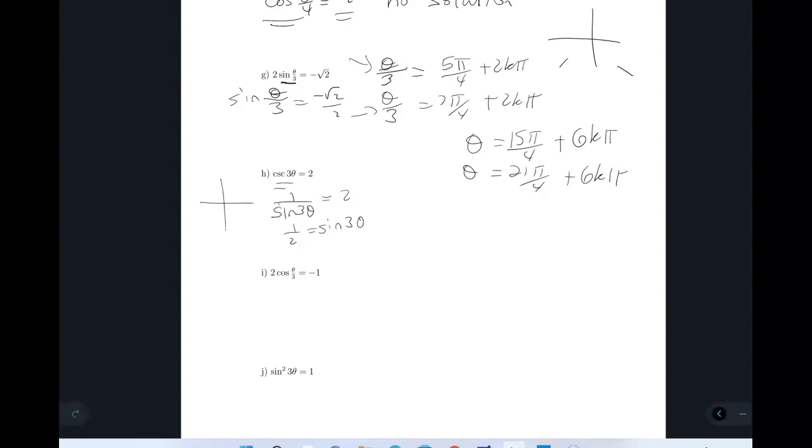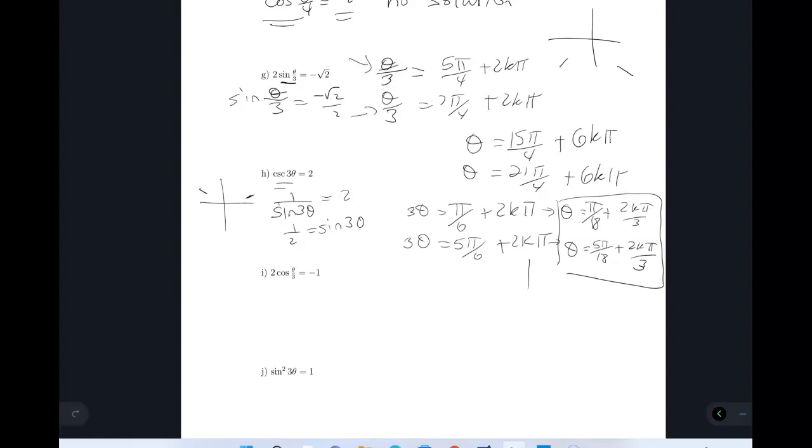So sine is a positive 1/2 here and here. So this angle 3 theta has to be pi over 6 plus any 2k pi multiple, or 5 pi over 6 plus any 2k pi multiple. Then we're going to divide through by 3. So this turns into pi over 18 plus 2k pi over 3. And this turns into 5 pi over 18 plus 2k pi over 3. So you can see it's really important that you put the 2k pi in immediately, because it's going to change when you're solving for your angle.